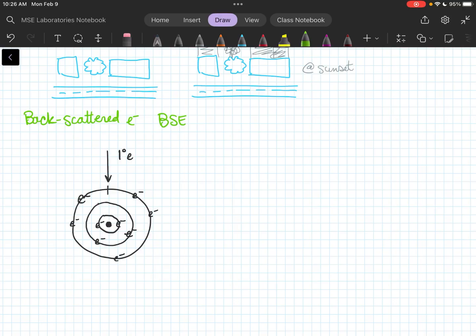and it gets really close to our nucleus. So it comes down and it's attracted to the nucleus, sure, but it's got a lot of forward momentum.